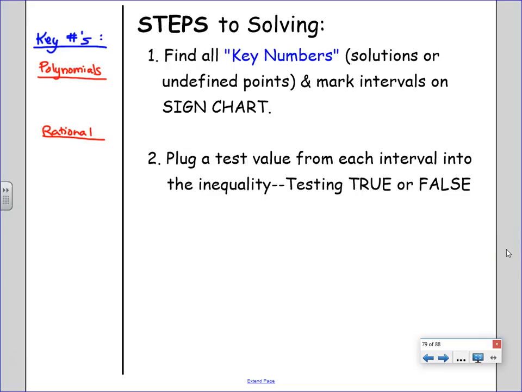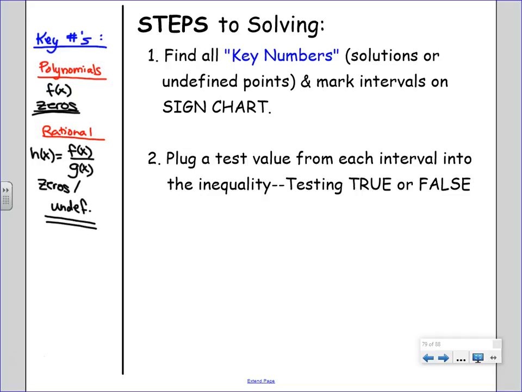Here are our steps to solving. Whatever we have, whether it's a polynomial of a certain degree, or whether it's a rational, with a top and a bottom. For a polynomial, we just take the zeros. We factor and we find the zeros. For rational, we have to take the zeros or the undefined. Just a quick reminder from the pages before. You take the key numbers and mark the intervals in a sign chart. Sign chart meaning just a number line. You pick a test value from each interval that the numbers in the sign chart split the number line into. And you just test true or false. And I'm going to say in a table.